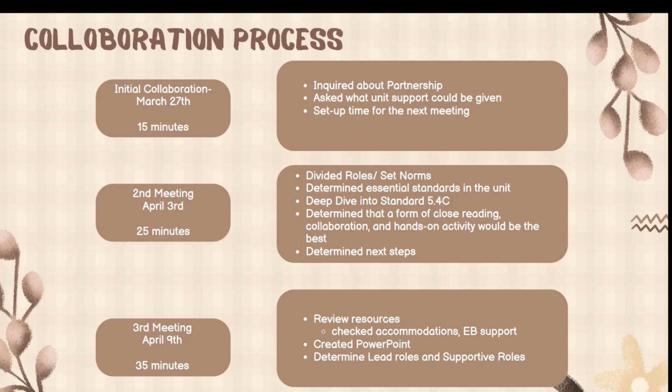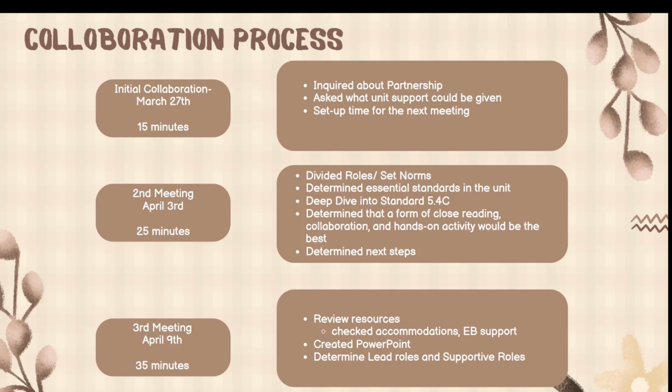Our second meeting was on April the 3rd. It took about 25 minutes. We divided roles, we set up norms, we gained that trust that we needed. Within that, we determined not only the social studies standard that we were going to use, which is 5.4C, which is all about Manifest Destiny, we also picked the ELA TEKs that would best support her essential standard. Next, we determined that within the lesson, we wanted close reading. We wanted to make sure students had high levels of collaboration and definitely hands-on activities. Then we determined the next steps we needed to do, and that we were going to meet on the 9th of April.